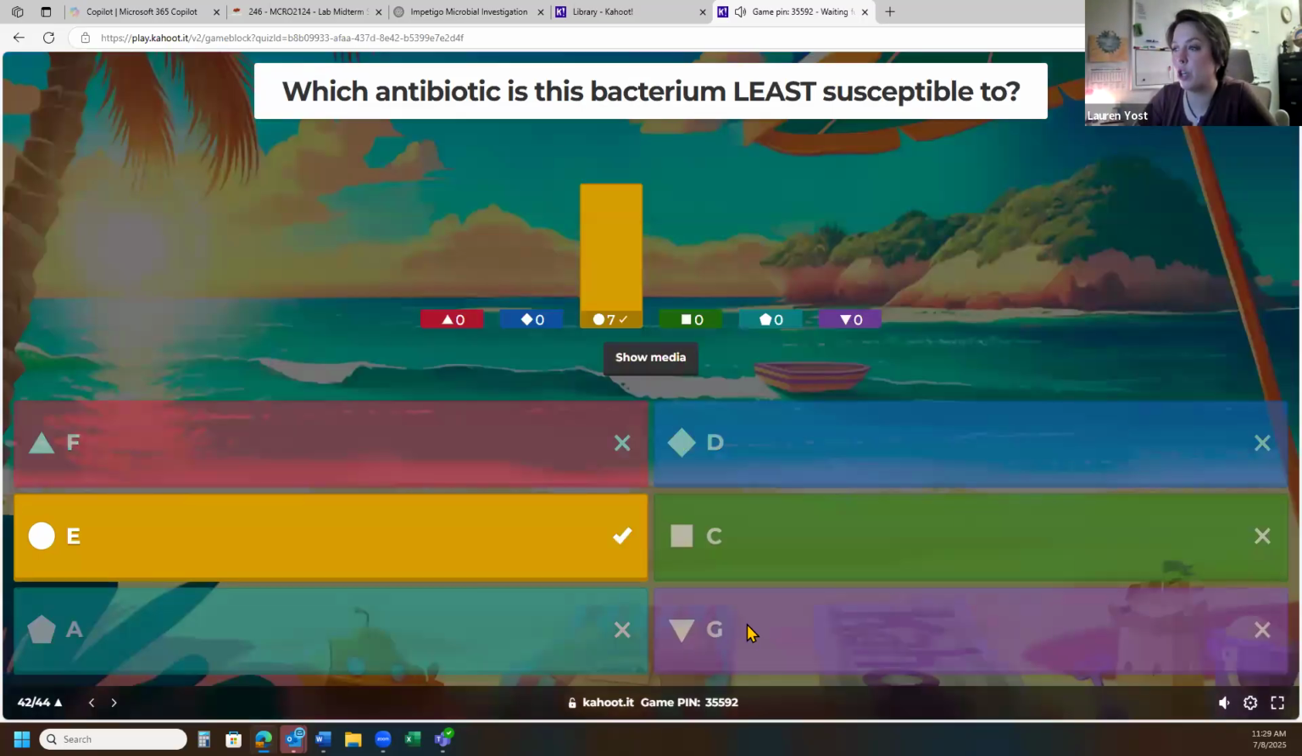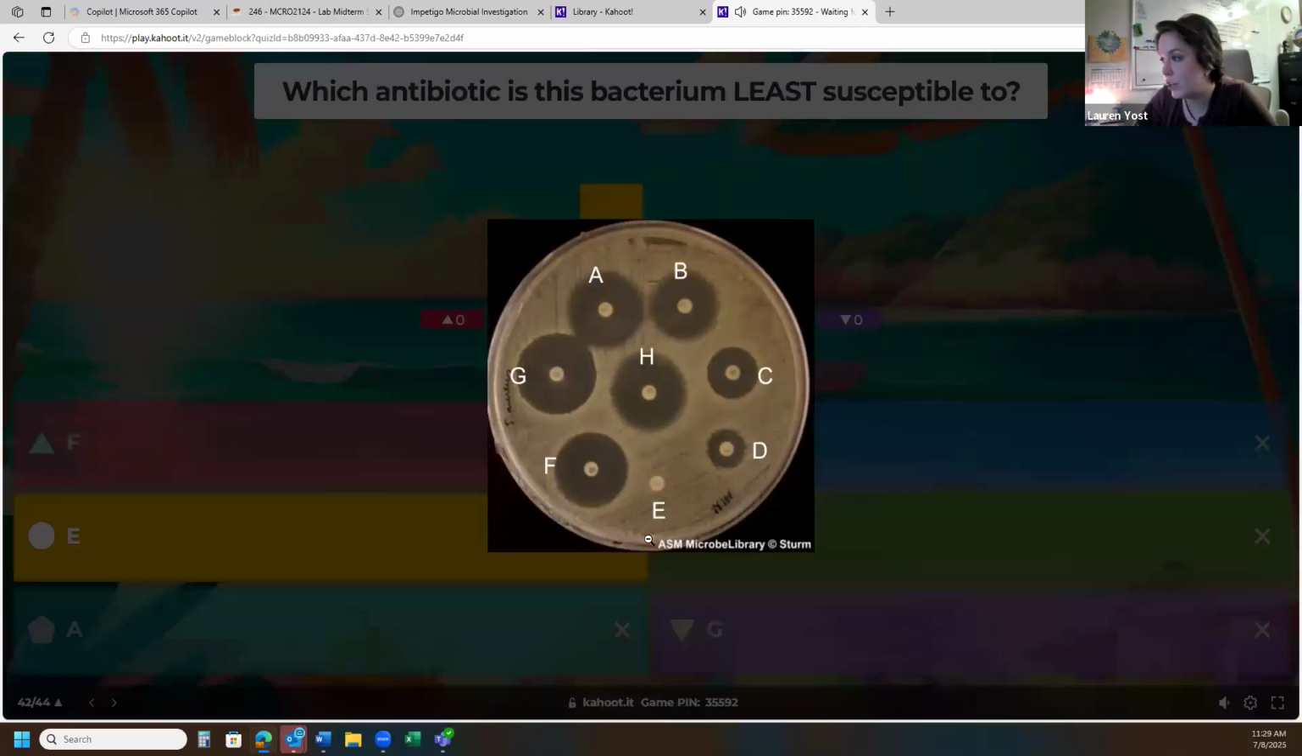All right, excellent. We all chose E because it just overgrew it. Whatever that antibiotic is, it doesn't affect this guy at all. This guy is completely resistant to E. So if it's completely resistant, it is not susceptible at all. So that's the idea with that.